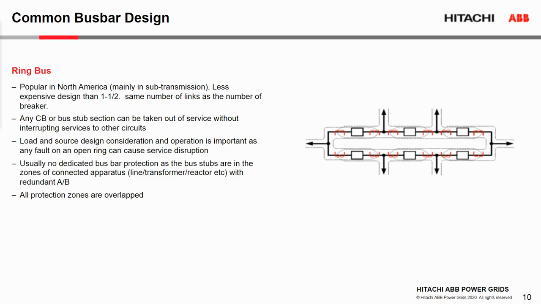Usually no dedicated busbar protection is needed, because all these bus sections can be protected by the apparatus protection, such as transformer, lines and reactors. And the advantage of this is that all protection zones can be made overlapped. We will introduce the concept of overlapping protection and the advantage of that.